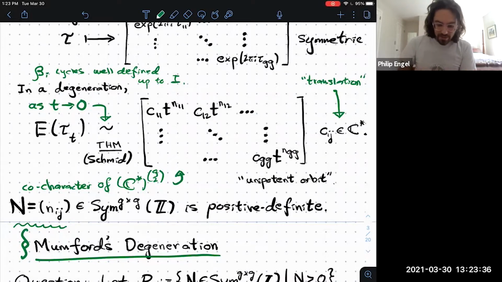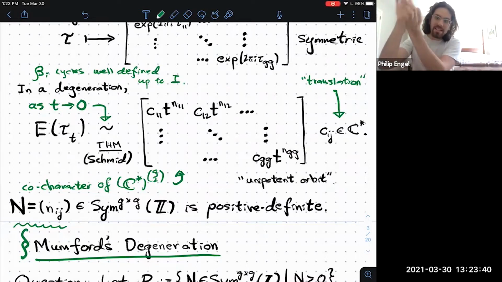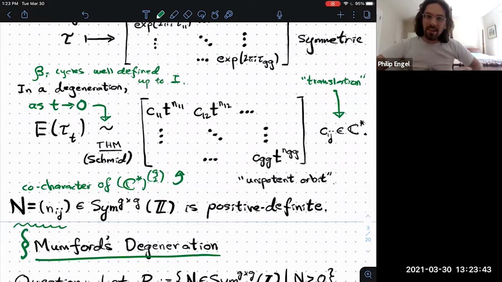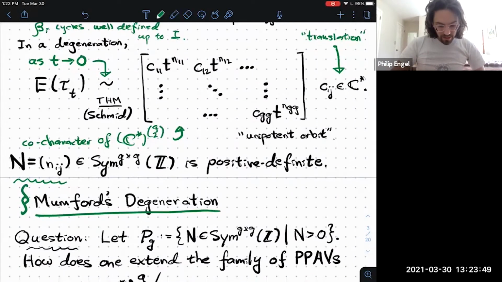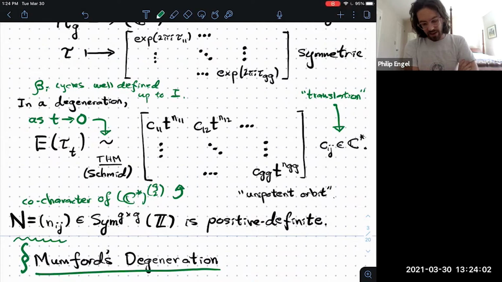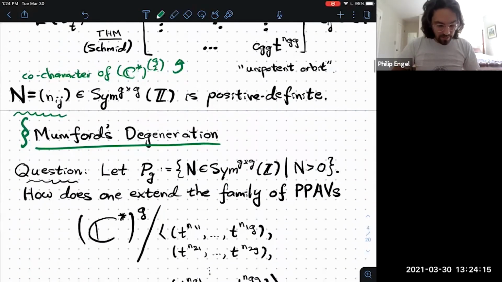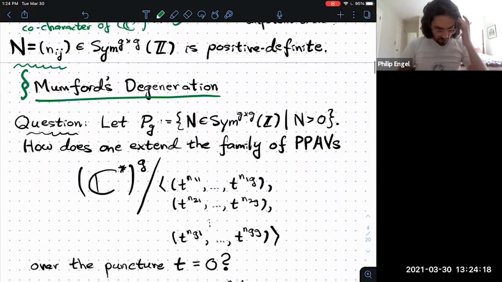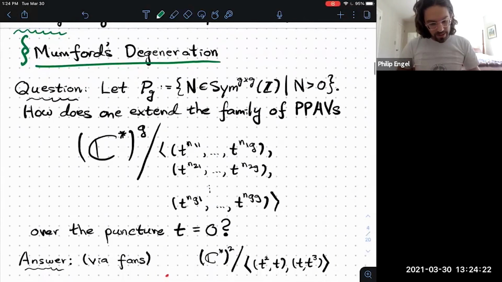Right, and intuitively you can think of these Nijs as the sort of speeds, the relative speeds at which a bunch of cycles are collapsing in the abelian variety. Okay, so now what I want to do is I want to say, well, suppose that I do have such a degenerating family of abelian varieties where the period matrix is sort of asymptotically like this. How do I fill in that family at the central fiber t equals 0 in a natural way? So Mumford did some beautiful work on this question, which we'll sort of review now.